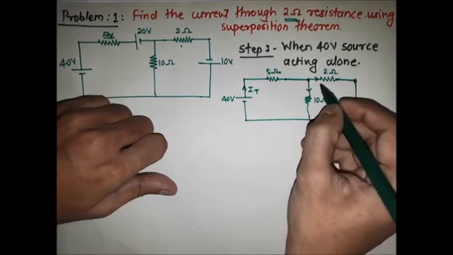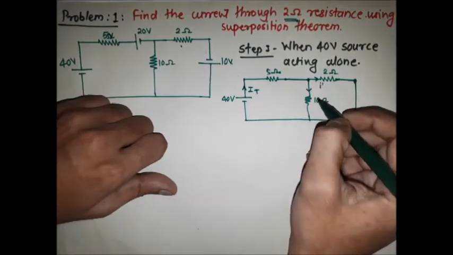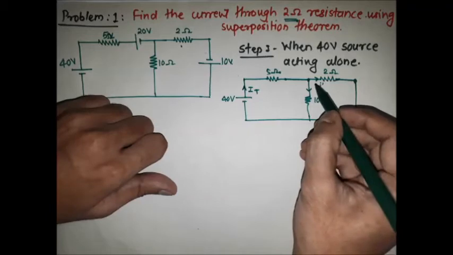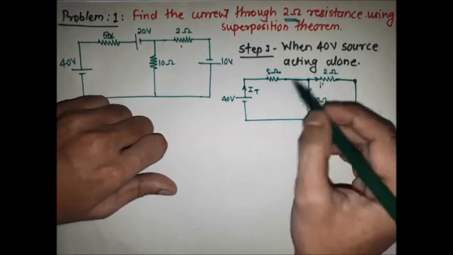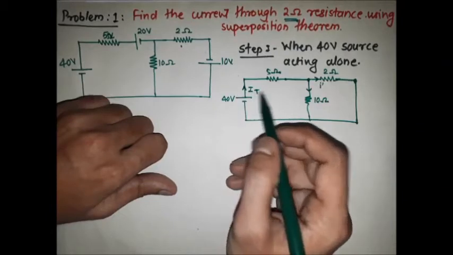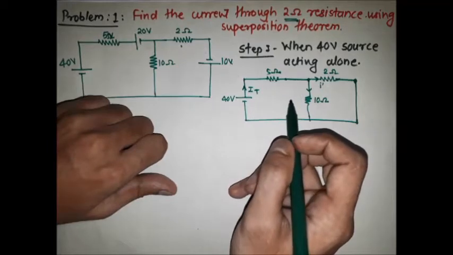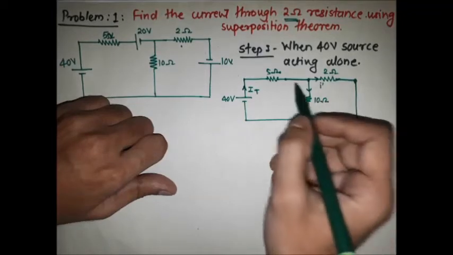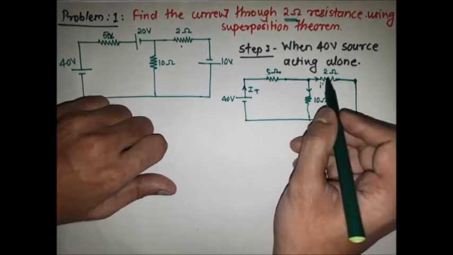Suppose we have to find the current through this 2 ohm resistor. I consider that current as I dash, and the other current comes in the 10 ohm resistor. Since the current is distributed in two branches, we can use the current division rule. Before this lecture you should see the previous lecture on the voltage division rule and the current division rule. The total current coming to this node is distributed in the 10 ohm resistor and the 2 ohm resistor.